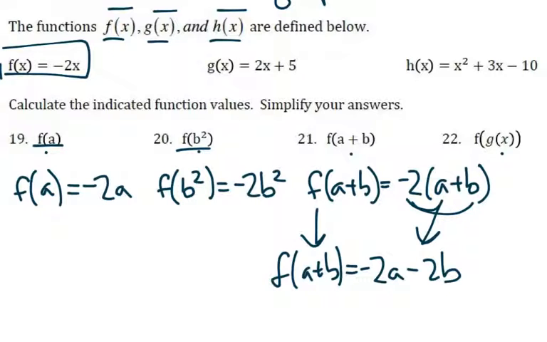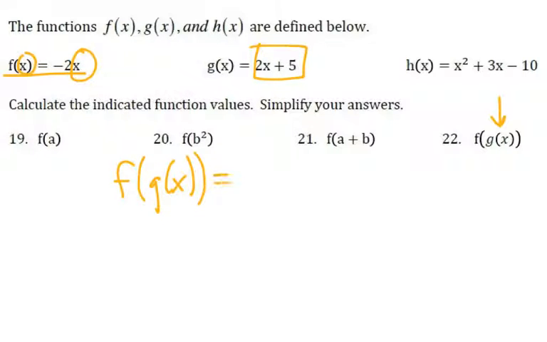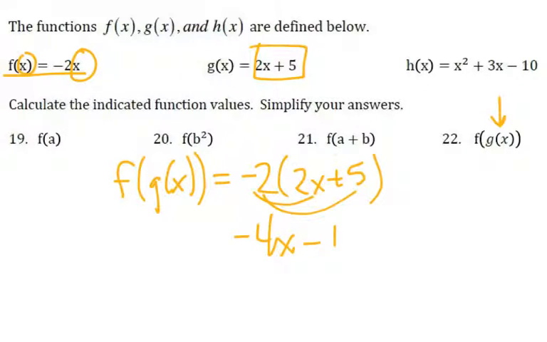Now, if you look at 22, it's got a function inside, okay? That's all right too. So what we're going to do is take f of x, but everywhere there's that x, we're replacing it with all of that. So I'd go f of g of x, I just leave it like that, equals negative 2, but I don't write g of x, I actually write what the function is, which is 2x plus 5. Then we distribute: negative 4x minus 10.